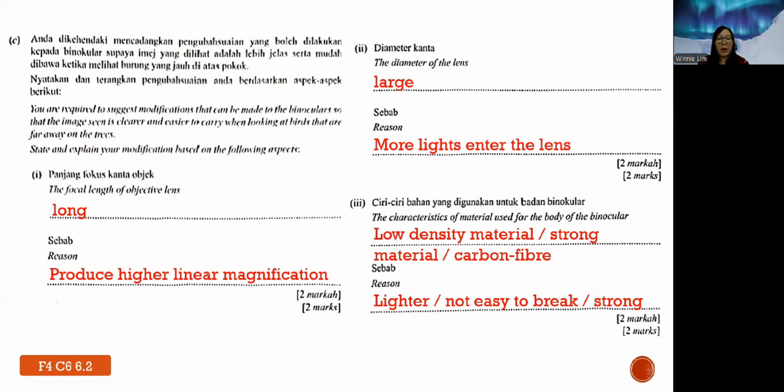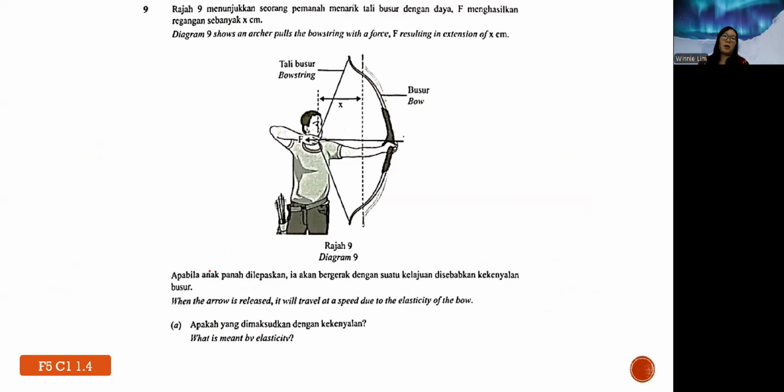Now we will proceed to essay questions. Question 9 is the essay under Form 5 Chapter 1, 1.4 Elasticity. Diagram 9 shows an archer pulling the bowstring with a force F, resulting in an extension of x cm. When the arrow is released, it will travel at a speed due to the elasticity of the bow.